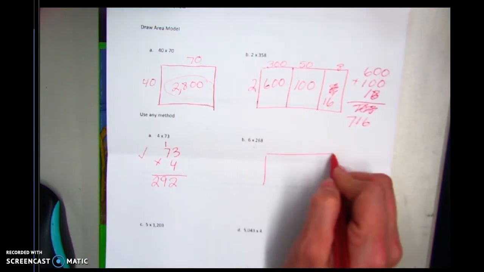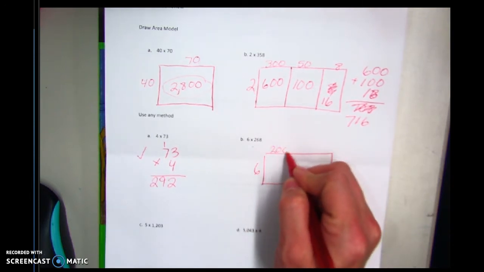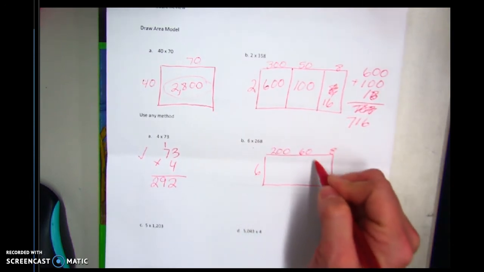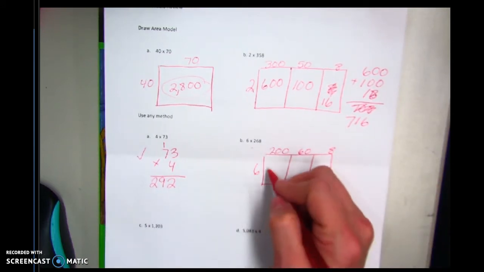On B, I'm going to go ahead and use the area model on this one. This is 6 times 200, 60, and 8. Do you have to use that model? No, you could still use old school. That's fine. You're just going to check your answer to see if it matches mine.